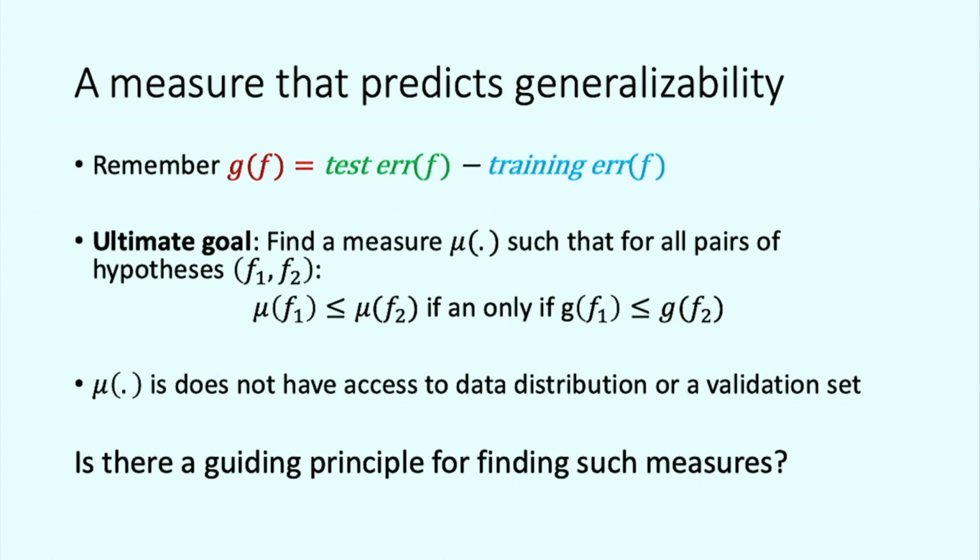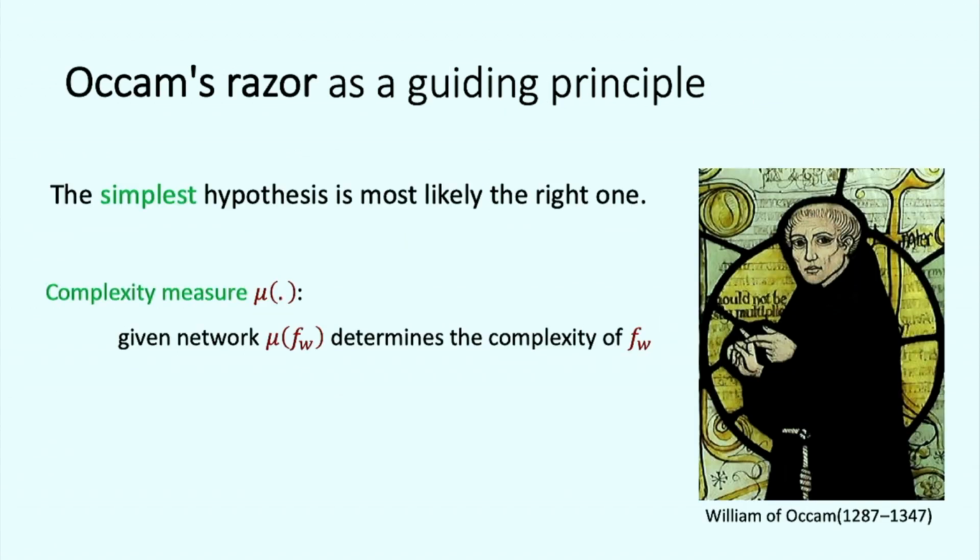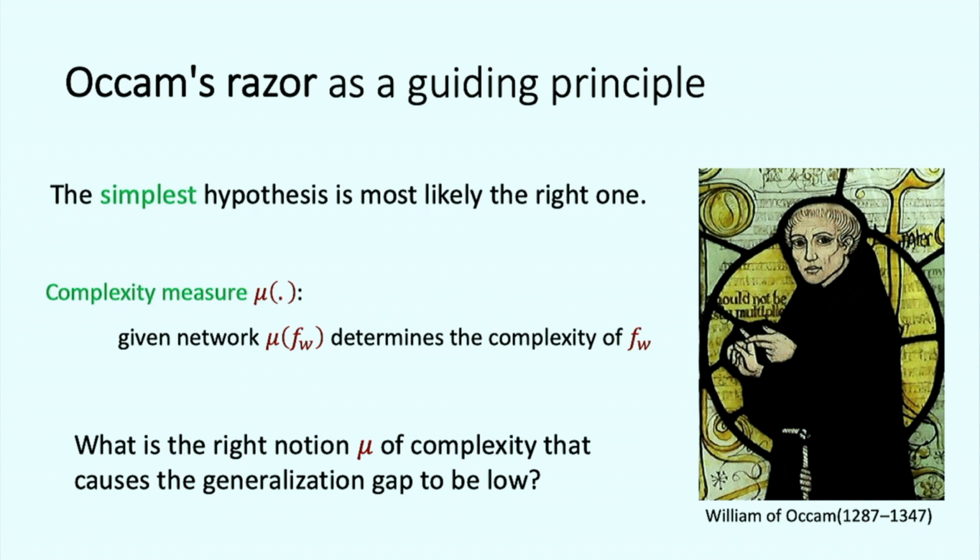So how can we come up with these kinds of measures? Is there a guiding principle that tells us where to start, how to come up with these different hypotheses of generalization? And of course, people have mentioned this several times here. Occam's razor can be used as a guiding principle, which says the simplest hypothesis is most likely the right one. So we should be looking at some sort of complexity measure, something that tells us how complex the function we are learning is. So our measure is going to be lower when our network is simpler in some sense and higher if it's more complex. And of course, the question is, what's the right notion of complexity?